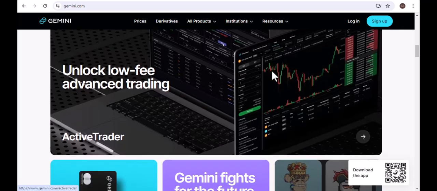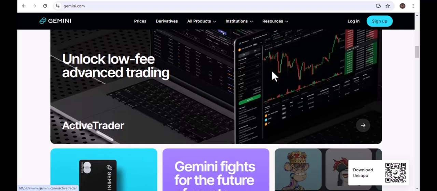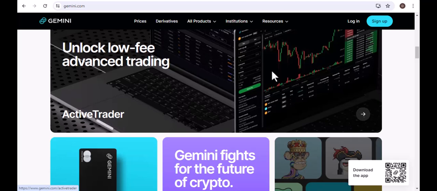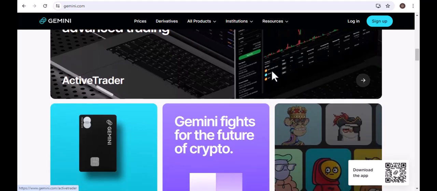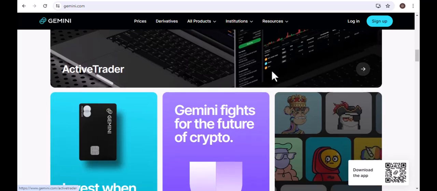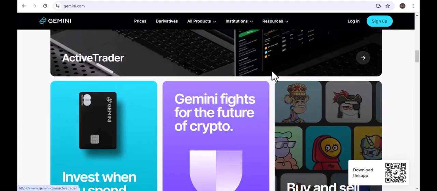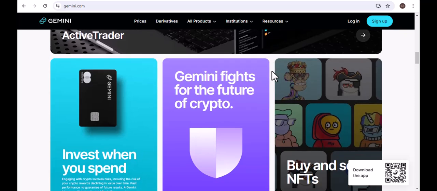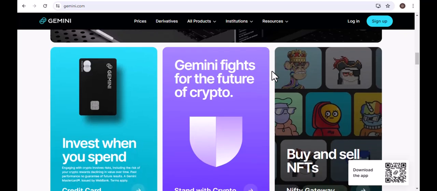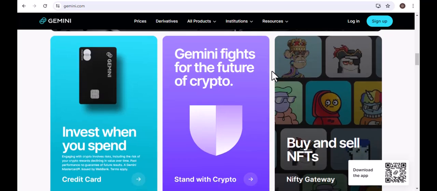Let's put all of this into practice with a few common, professional-level trading strategies. First, let's talk about scalp trading. Scalping involves making dozens or even hundreds of trades a day, trying to capture small price movements. The goal isn't to make huge gains on any one trade, but to accumulate small profits over time.